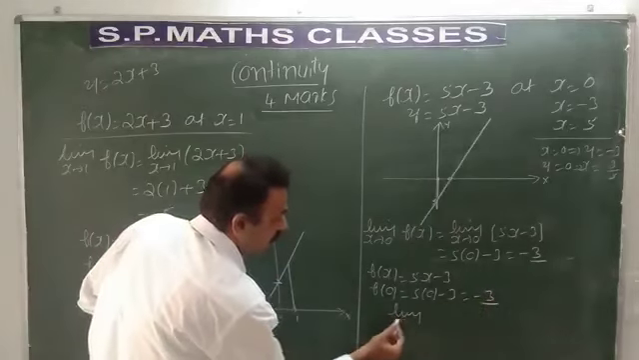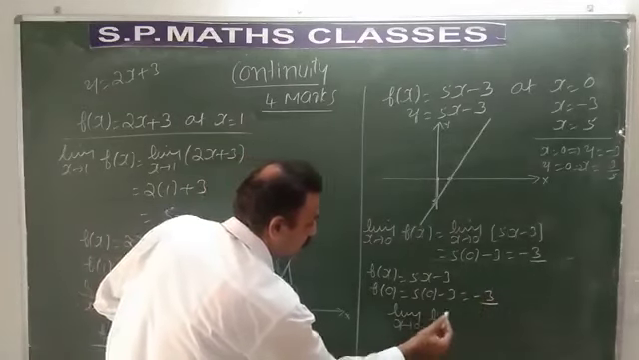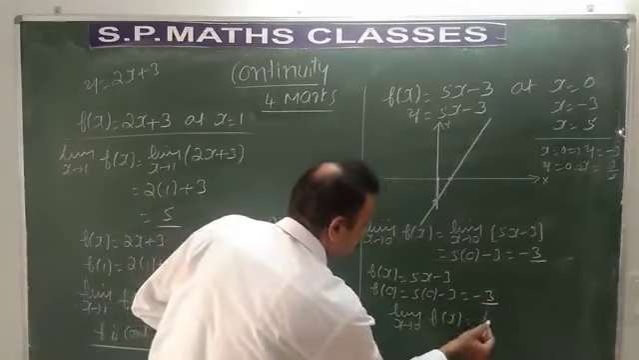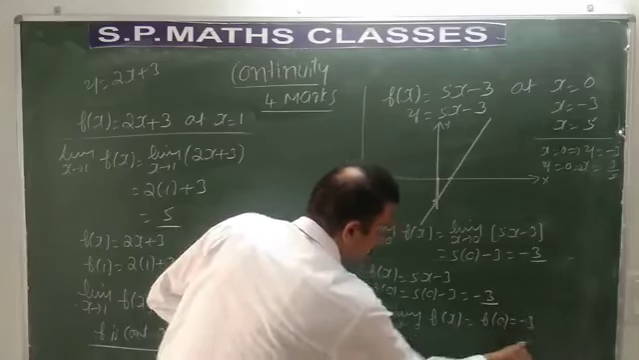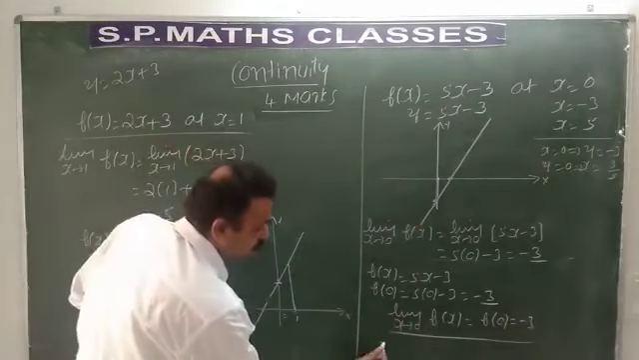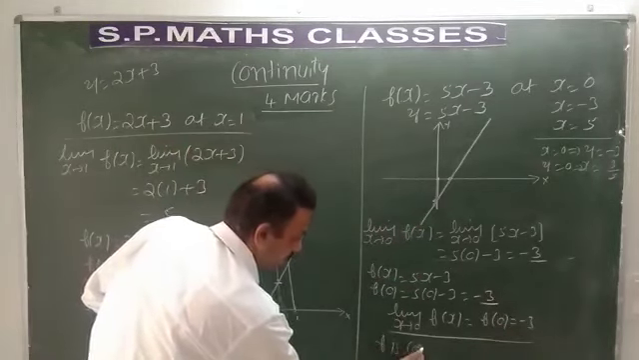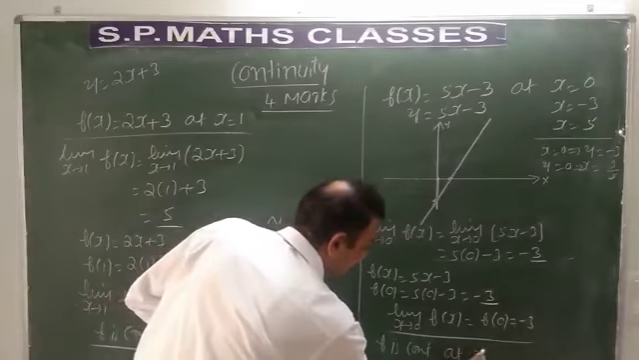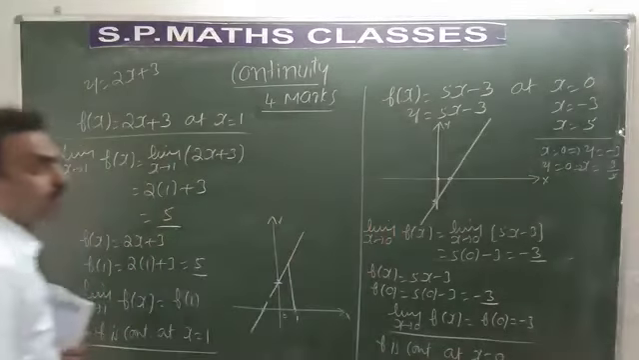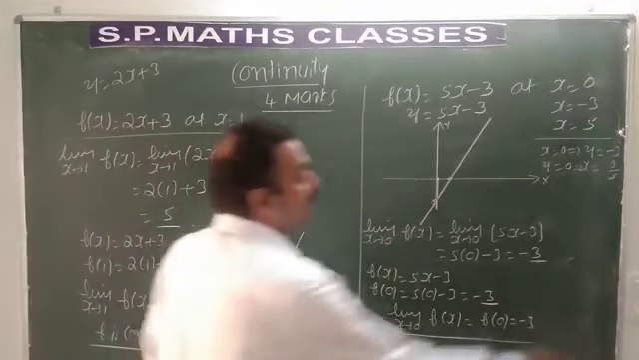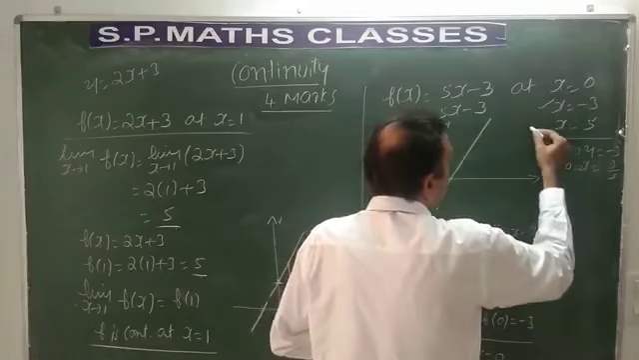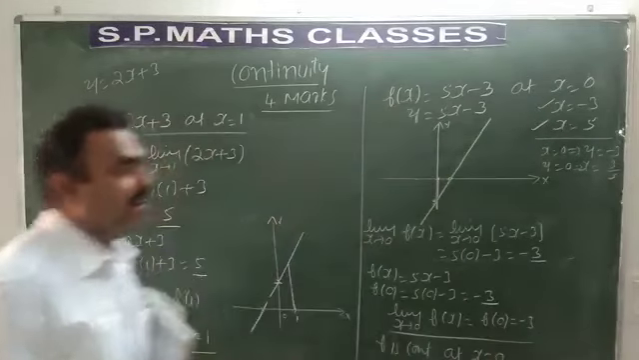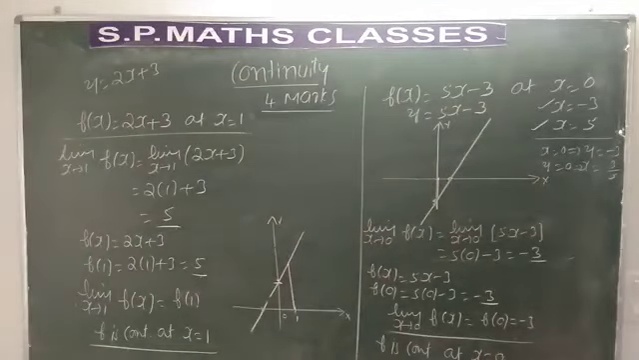So I conclude the limit as x tends to 0 of f of x is equal to f of 0, which is equal to minus 3. So from the graph also we can conclude f is continuous at x is equal to 0. Similarly you can examine the continuity at x is equal to minus 3 and at x is equal to 5. It is left as homework. We need to solve this.